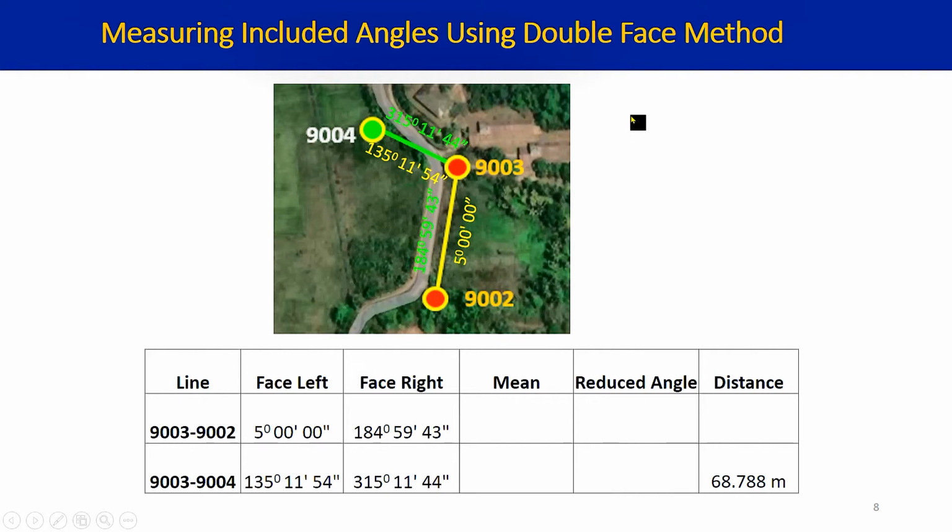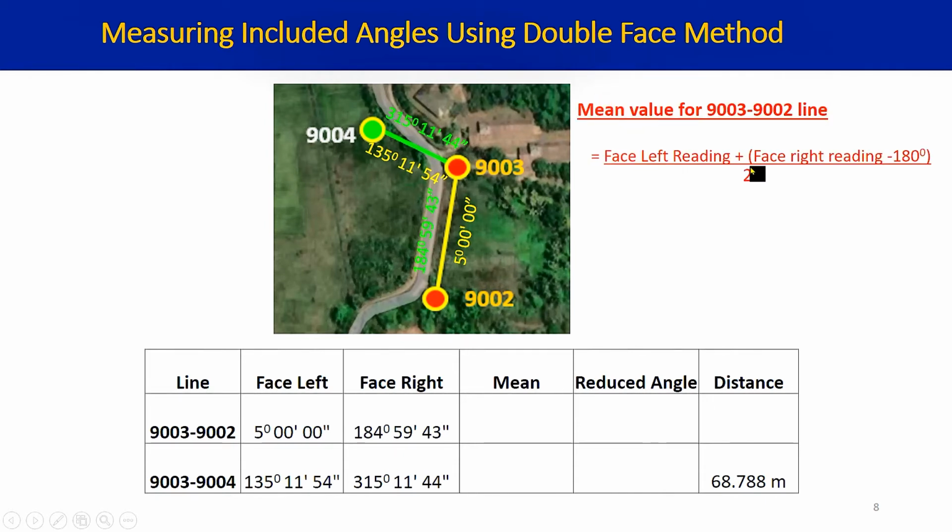Now we will see how to get the mean value for the 9003, 9002 line. We take the face left reading plus the face right reading after deducting 180 degrees. We need to deduct 180 degrees from the face right angle because when we transit the telescope about the trunnion axis, the angle difference is 180 degrees.